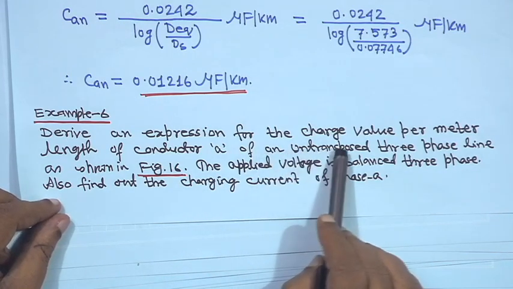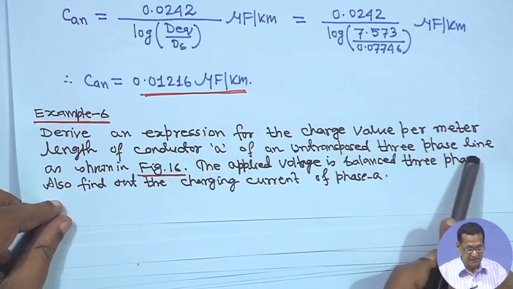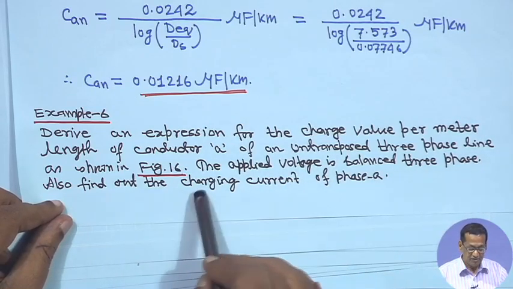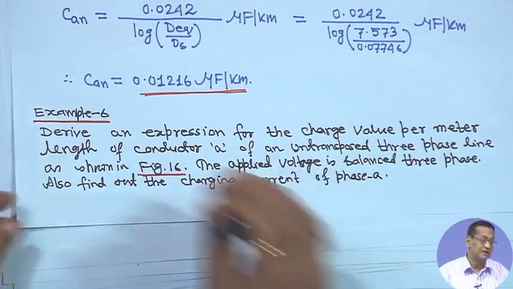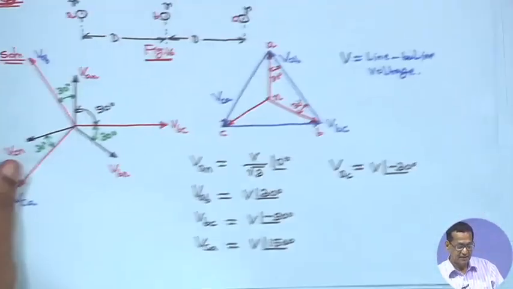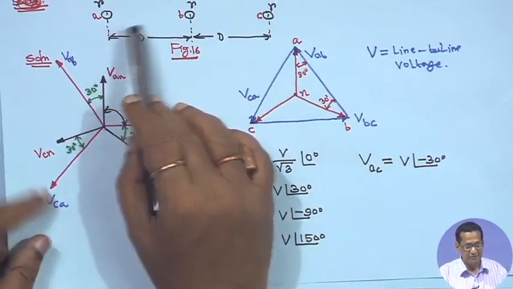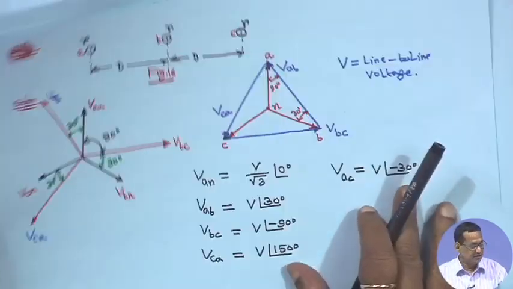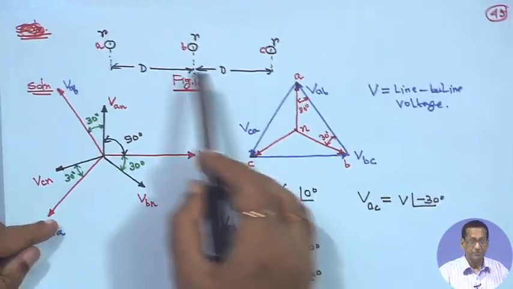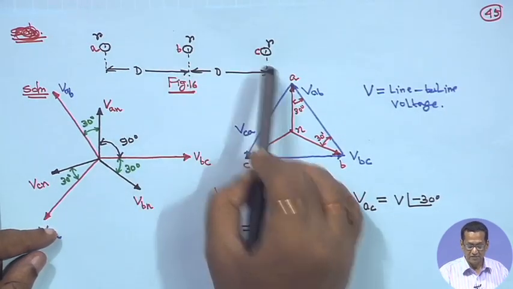So, you have to derive an expression of the charge value per meter length of conductor A of an untransposed 3-phase line as shown in figure 16. The applied voltage is balanced 3-phase. Also find out the charging current of phase A. This is the horizontal configuration. Radius of each conductor is R, right, and this is A, B, C. Distance between any two phase conductors is D, here also D, right.